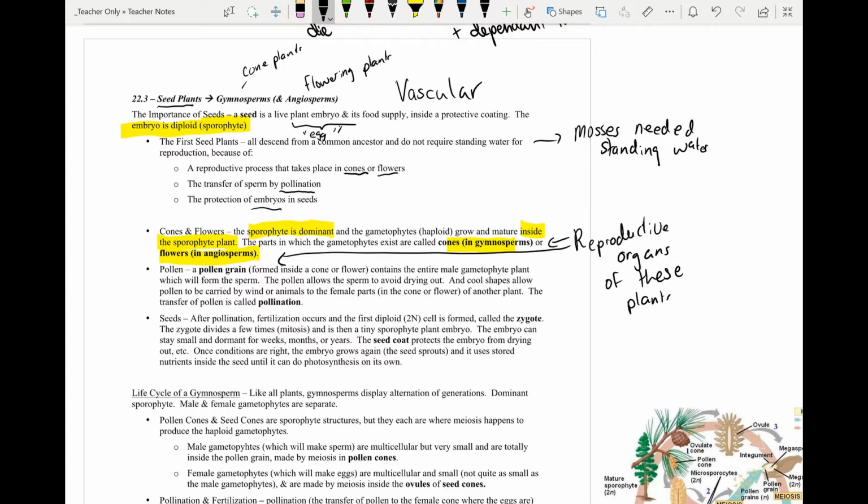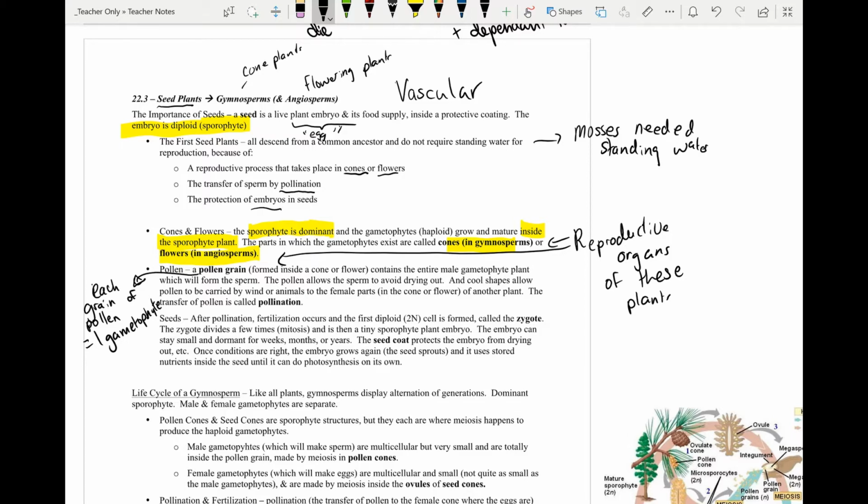So each grain of pollen, to recap, equals one gametophyte. So it's not sperm on its own, it's actually that second part of the life cycle, and it can create sperm from itself. So the pollen allows the sperm to avoid drying out, and cone shapes allow the pollen to be carried by the wind or animals to the female parts in the cone or flower of another plant.